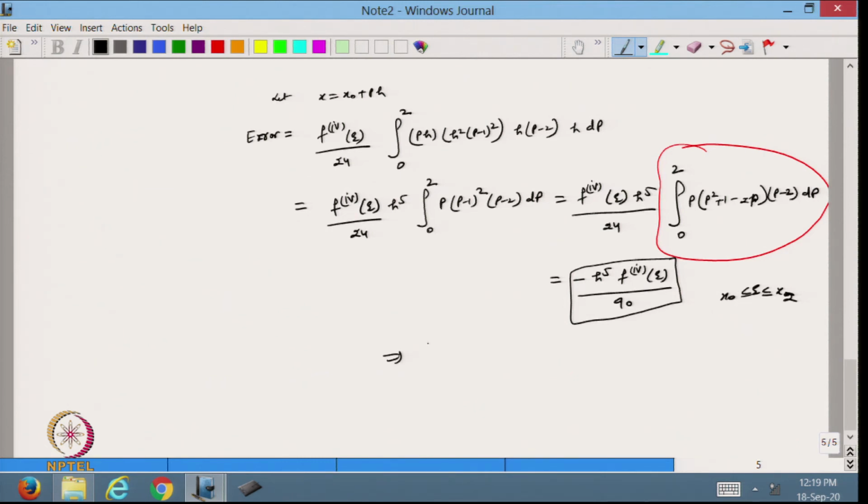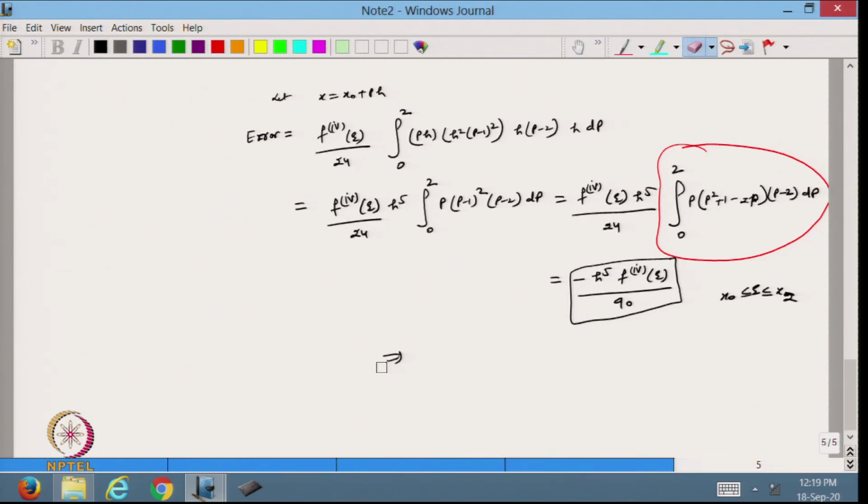So, this method is going to give the error whenever we are dealing with a function whose fourth derivative is non-zero. Up to the cubic polynomial, the error was 0, but if you have a function of fourth degree, then some error will be introduced, and this is the error in the case of Simpson 1/3 rule.